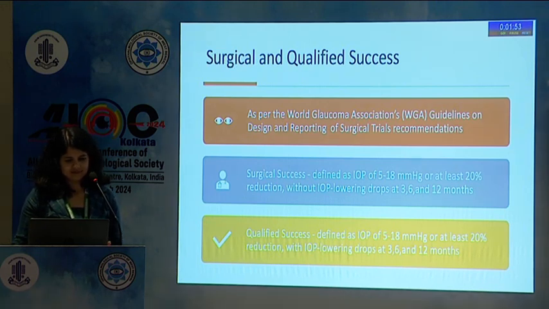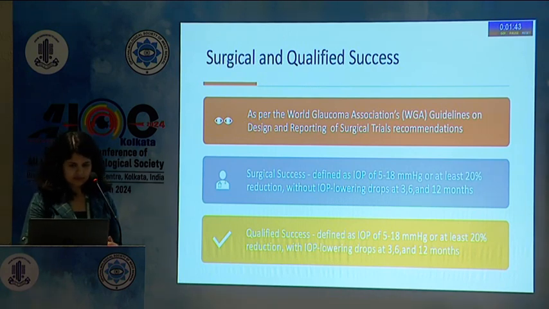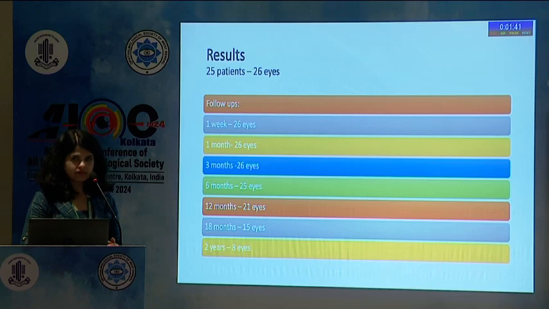To define these terms as per the World Glaucoma Association guidelines, surgical success is defined as IOP of 5 to 18 millimeters of mercury or at least 20% reduction without IOP lowering drops, and qualified success is the same definition but with or without IOP lowering drops. We followed up 26 eyes of 25 patients.